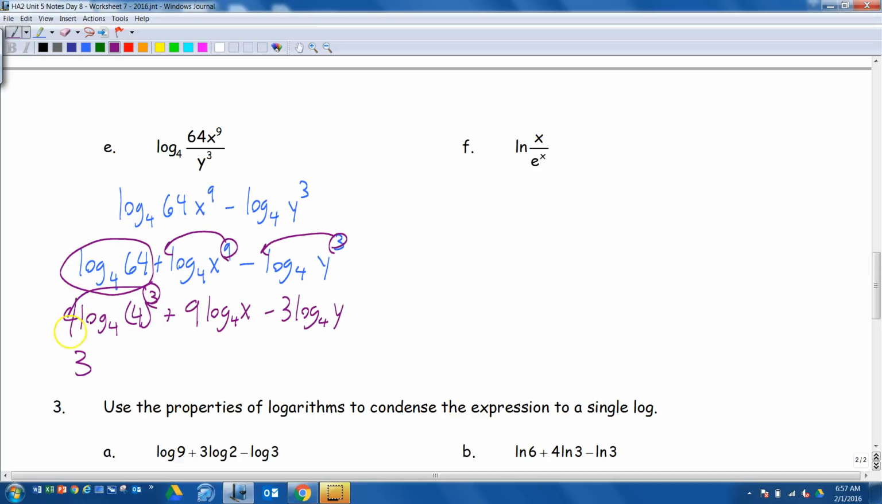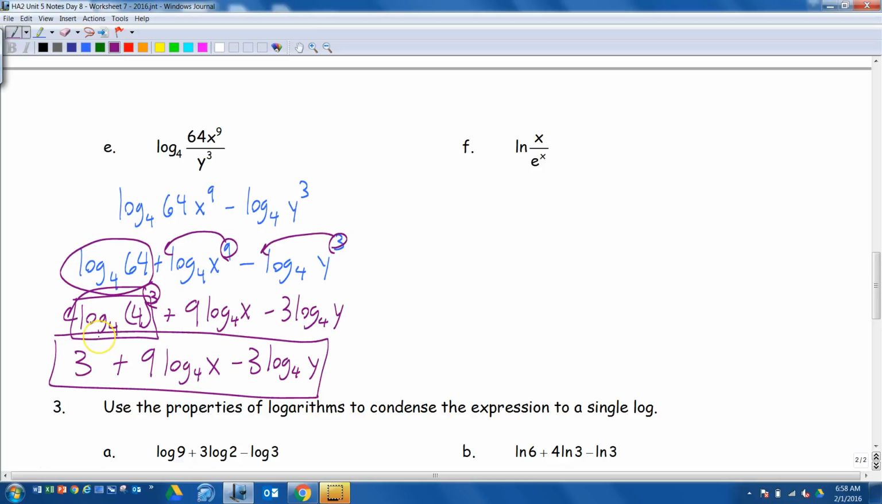And then what happens to this? You guys should remember this property. What exponent gets you from 4 to 4? Hopefully you guys notice it's just 1. So the final answer is that the log here cancels out, and you're just left with that 3. And that's all we have. Okay?